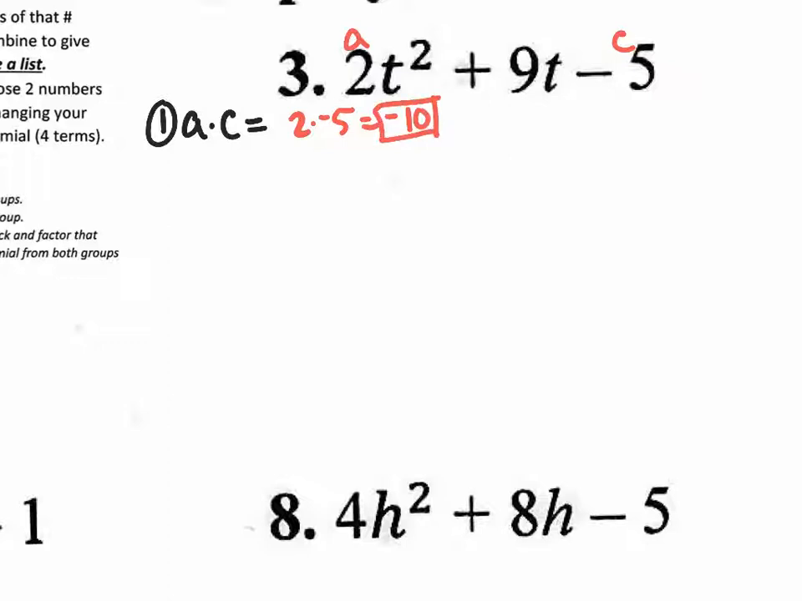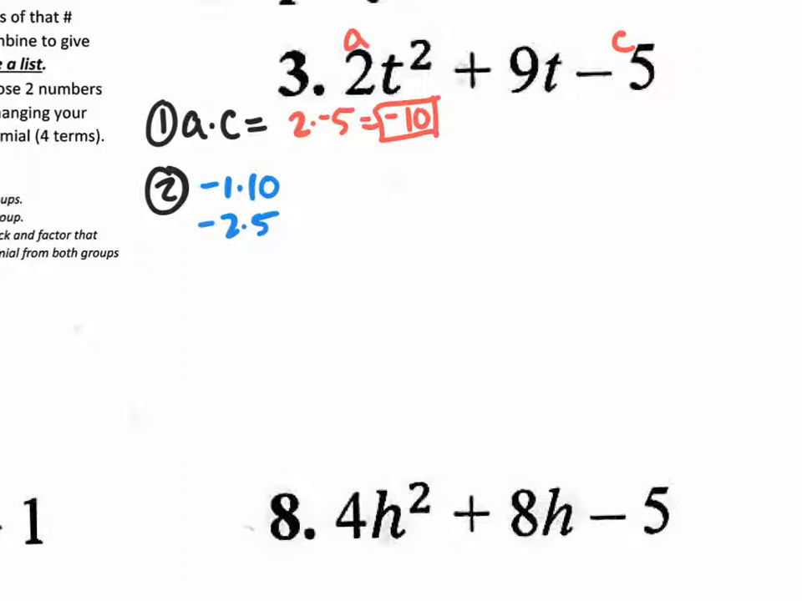So step 2. Step 2 is to think of the multiples of negative 10, like negative 1 times 10, like negative 2 times 5. 3 doesn't work, 4 doesn't work, that's it. Those are the only two possibilities of getting negative 10, besides changing the sign.